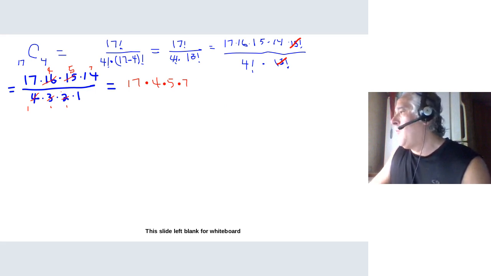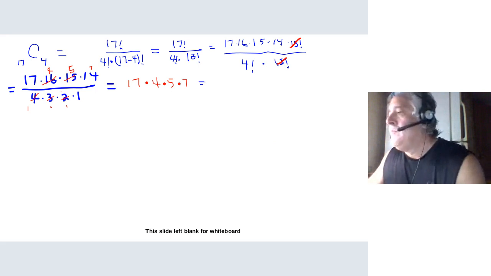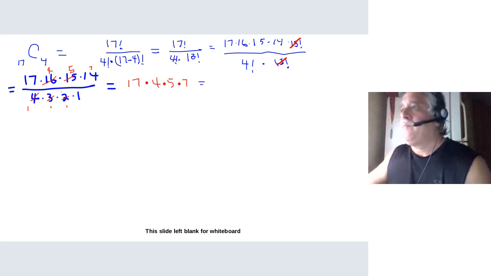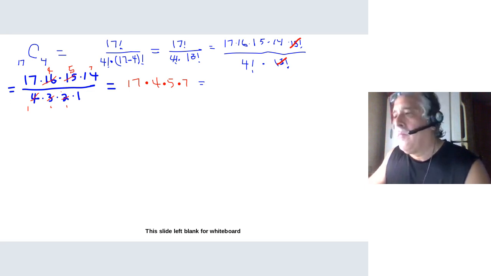Now, when we multiply those, what do we get? 17 times 4 times 5 times 7. We get 2,380. Hold on one second. I want to try something.